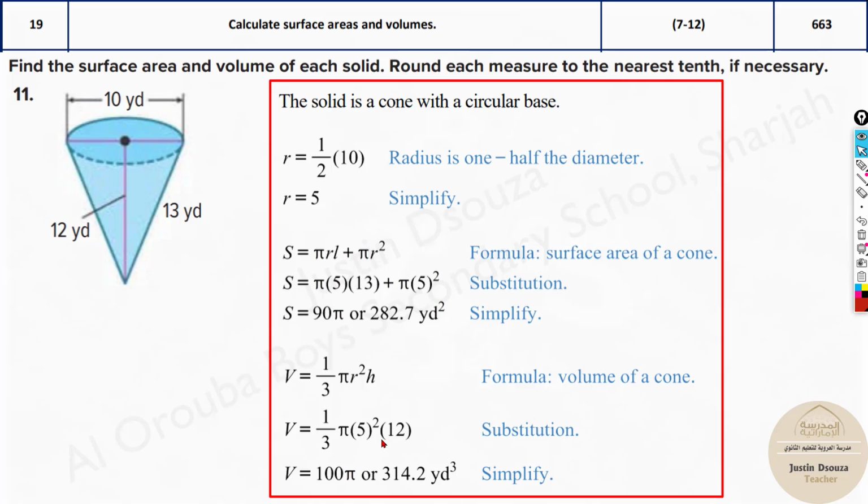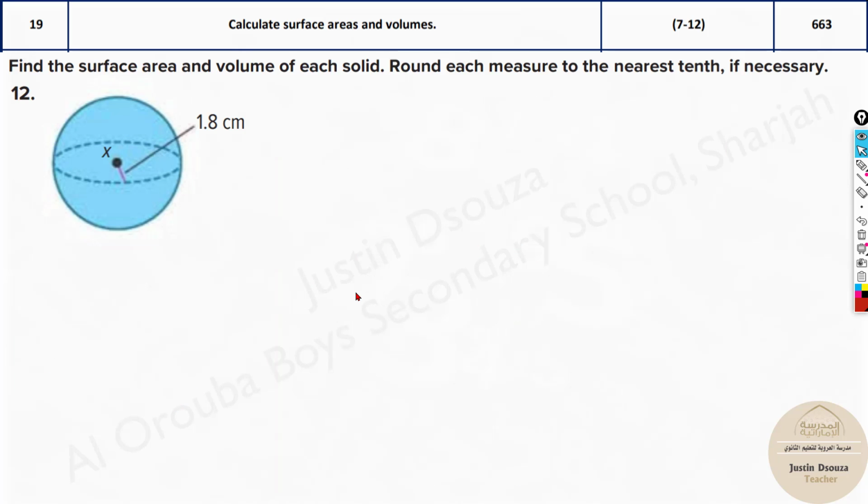L is the slant height, h is the vertical height, the 90-degree line. The h is also the altitude. So that's how we do this problem.